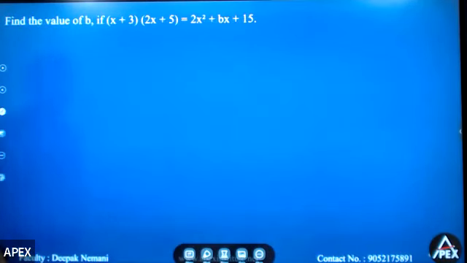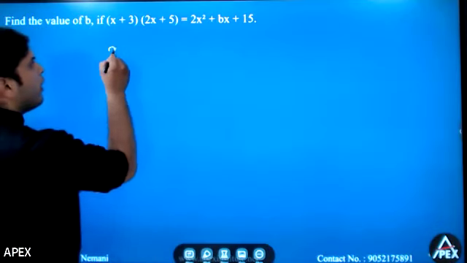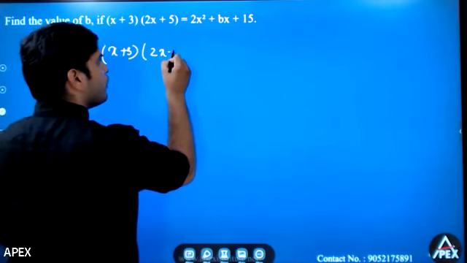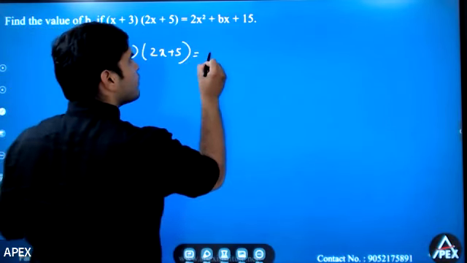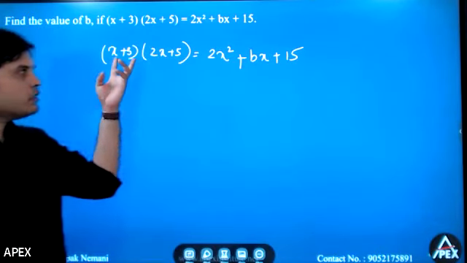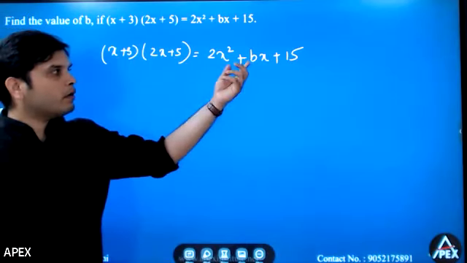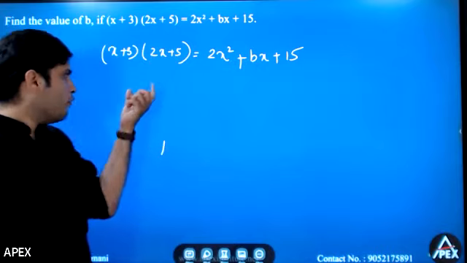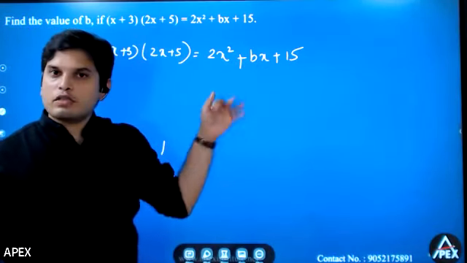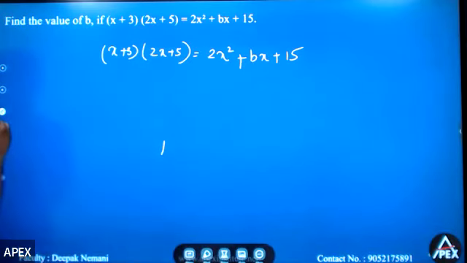Now find the value of b if (x plus 3) into (2x plus 5) is equal to 2x square plus bx plus 15. So one way of solving this question is just by expanding this, you can compare the coefficient of x on LHS and x on RHS, you will directly get the value of b.